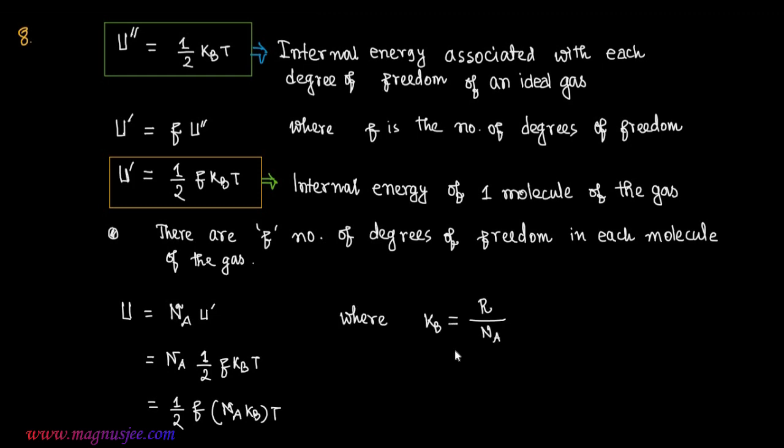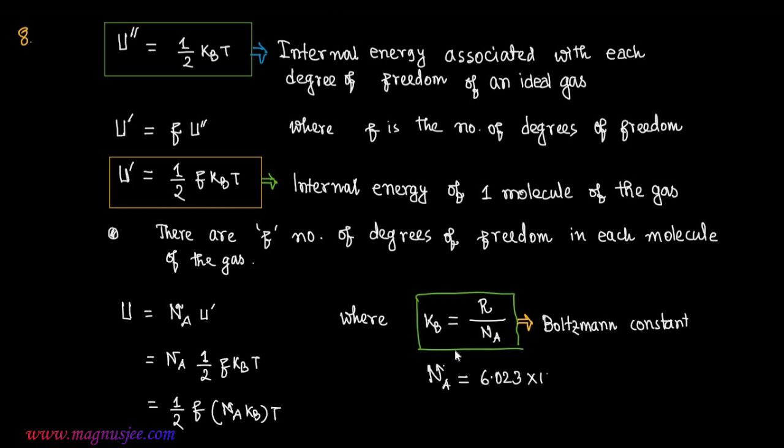where k equal to R by Na. K is the Boltzmann constant. Though it is pronounced as K, it is written as k subscript B, which is the Boltzmann constant, and Na is Avogadro's number, that is the number of molecules in 1 mole of gas, which has the value 6.023 into 10 to the power 23 per mole.